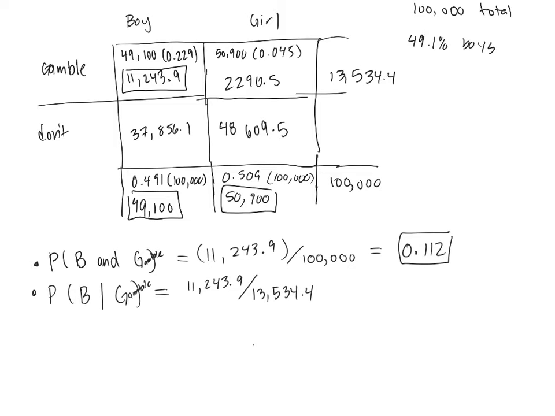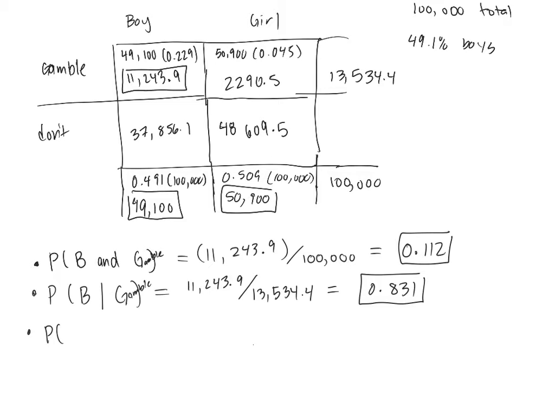Right, there's no reason to actually do the rule. We now know we're living in the gamble row, right? And there are that many boy gamblers out of this many total gamblers. So that would be 0.831. So once you know you have a gambler, it's much more likely to be a boy. Does that make sense? Because boys gamble more often. Yes? Okay, what's the last one?